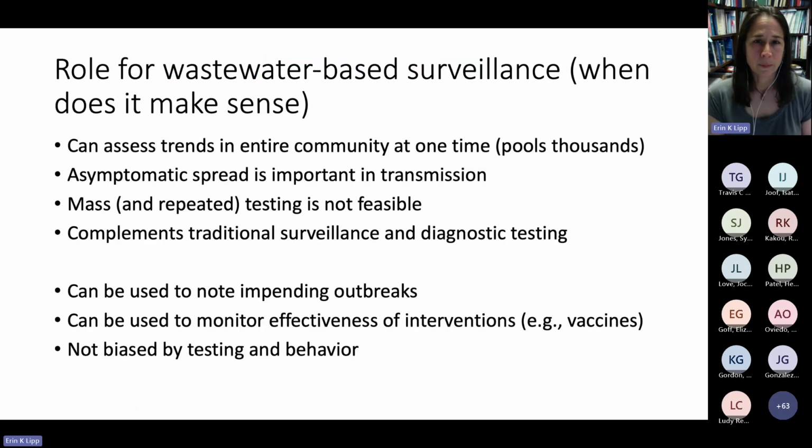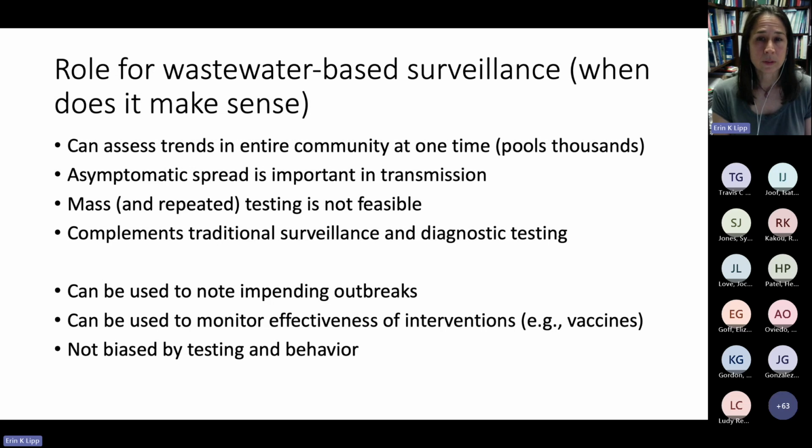So to wrap up, I'll just make a case for the role for wastewater-based surveillance. When does it make sense? It can assess trends in an entire community at one time. It essentially pools thousands to millions of people. It can track asymptomatic spread, which can be really important if asymptomatic spread is important in transmission. It can be really important when mass or repeated testing is simply not feasible, and it's a really nice complement to traditional surveillance and diagnostic testing.